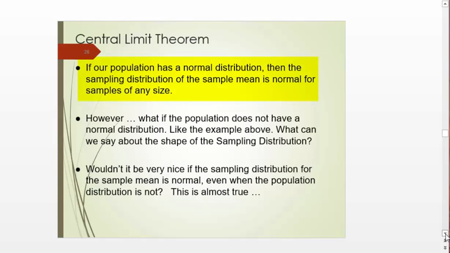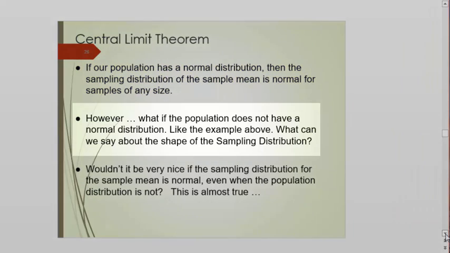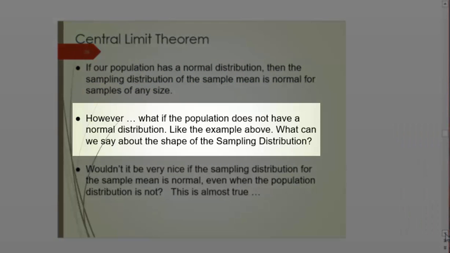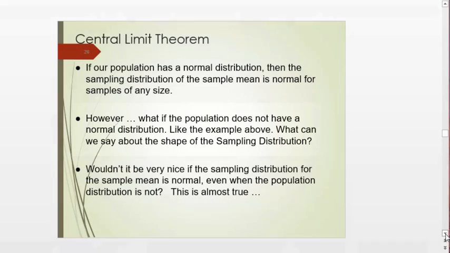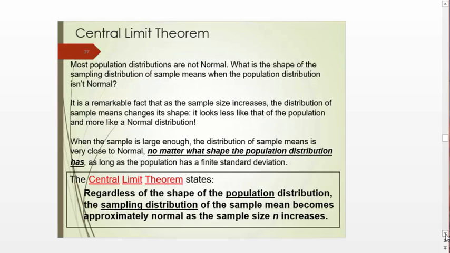So if our population has a normal distribution, then we know our sampling distribution of the sample mean will be normally distributed for any sample size, for samples of any size. However, if the population doesn't have a normal distribution, like the example we just saw, what can we say about the shape of that sampling distribution?